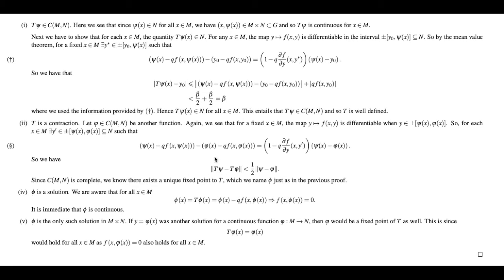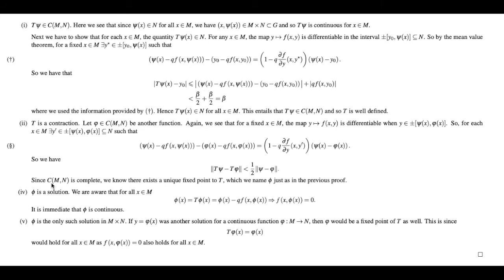So that gives us that the distance between T phi and T psi in the supremum metric is bounded above by half times the distance between psi and phi in the supremum metric, and this shows that T is in fact a contraction, because we have a contraction constant less than 1. Also, we can now implement the contraction mapping theorem because C(M,N) is complete, because N is complete, and so we conclude that there exists a fixed point that is unique to T, which we name phi.